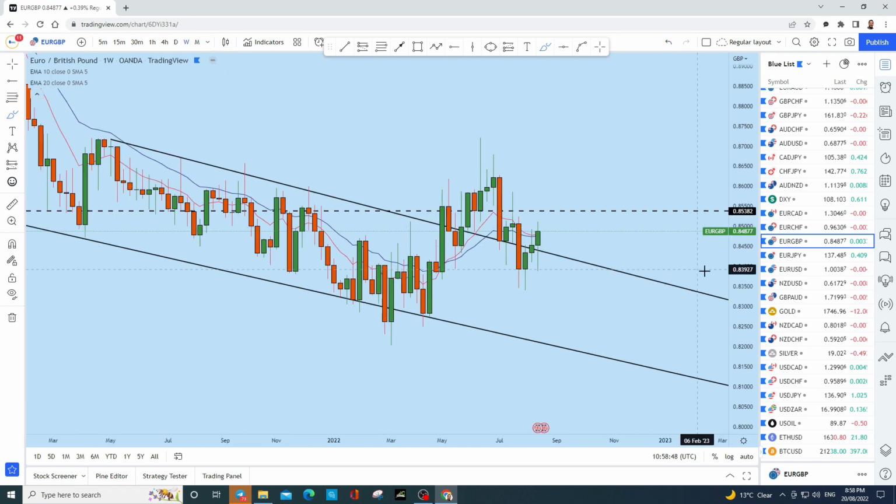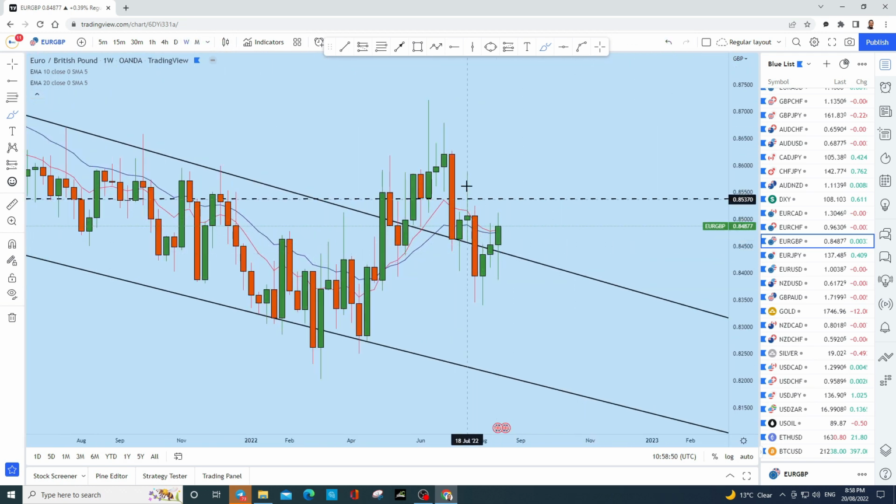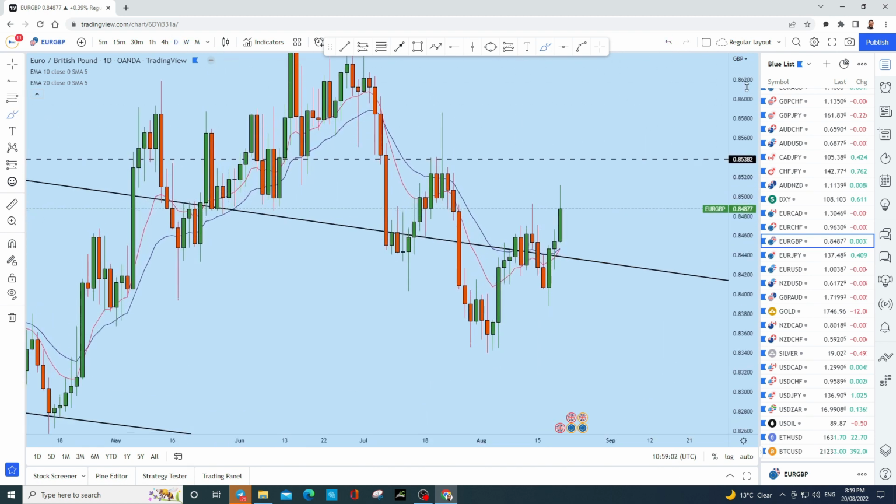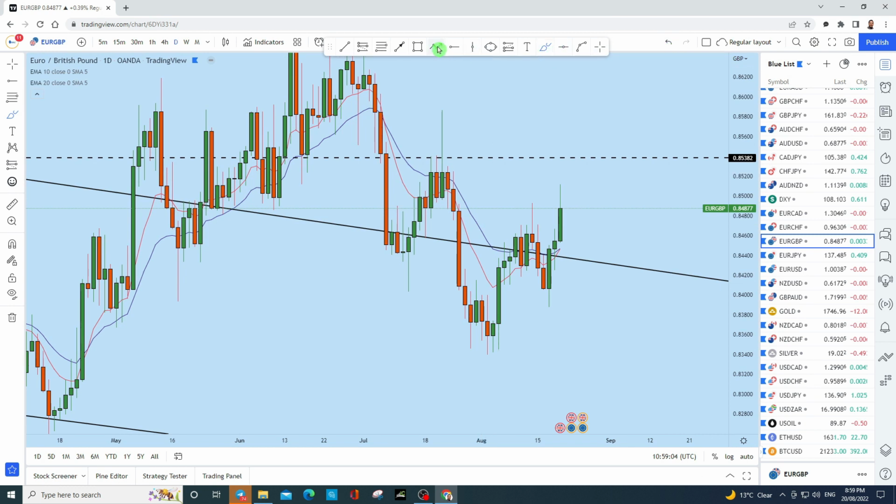Looking at the weekly, we see there is a doji, and you can see that the long wick on the doji on the weekly has not been tested yet. The price created a series of lower highs. On the daily perspective, what I think EURGBP might do is go up after some time and test this important zone. There is a long wick here, and from this zone we could potentially see EURGBP dropping.